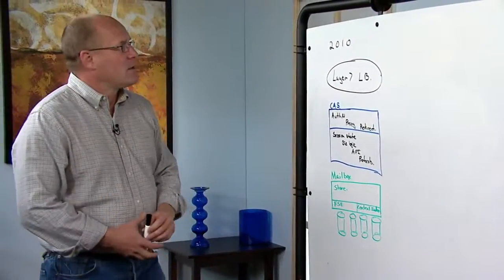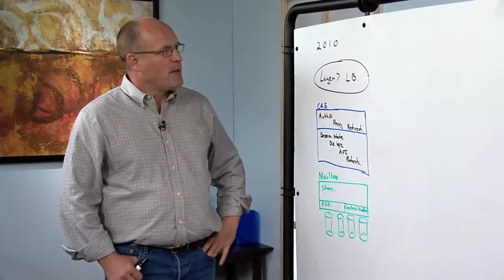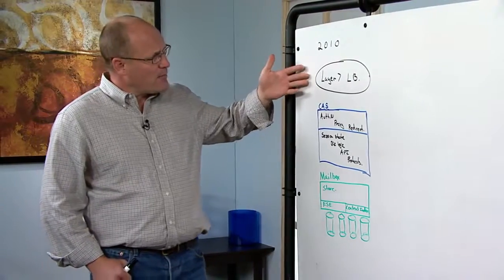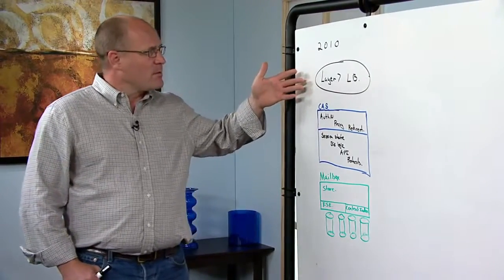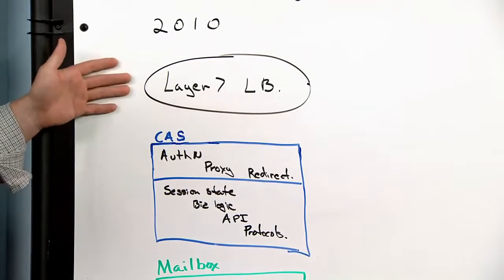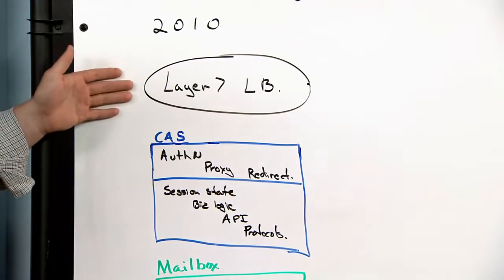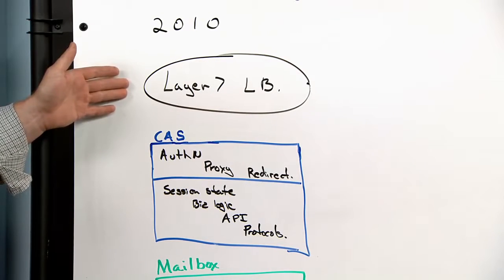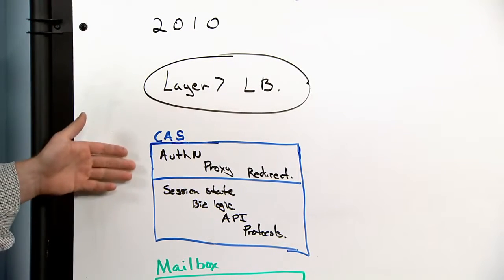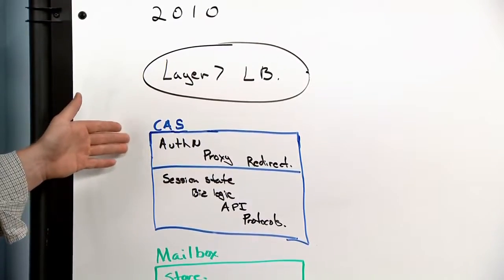Looking back at a classic 2010 deployment, starting at the top, we have something that most people are going to have to deploy, which is called a Layer 7 load balancer. Okay. It's a fairly complex and expensive piece of equipment, hard to manage, and its job is to make sure that when requests come in, they stay sticky to a particular CAS server.